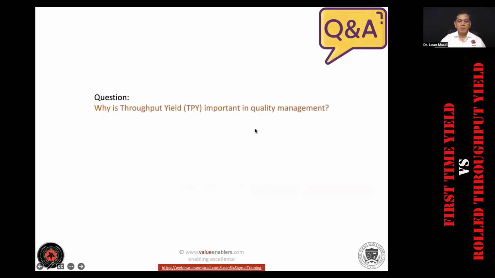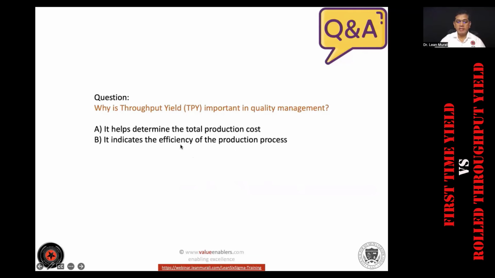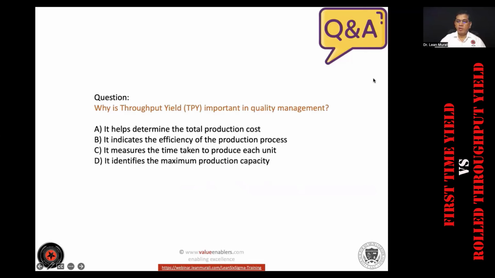Why is throughput yield most important in quality management? Helps determine the total production cost. It indicates the efficiency of the production process. It measures the time taken to produce each unit. It identifies the maximum production capacity. So the correct answer is: it indicates the efficiency of the production process.